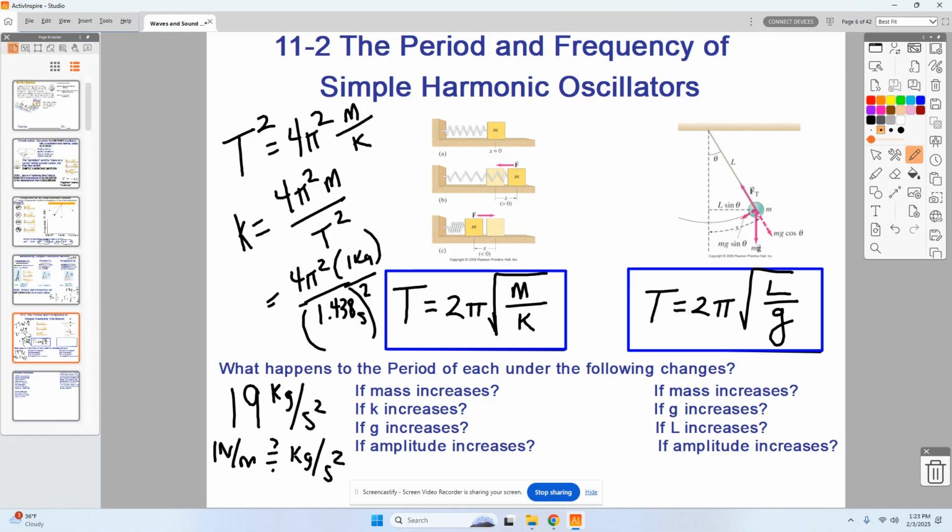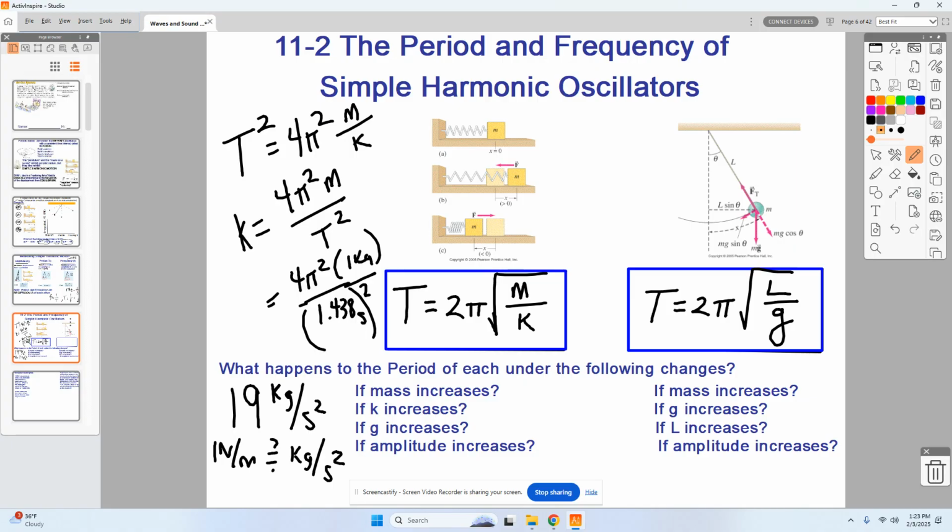1, 2, 3. It's like watching paint dry. 4, 5. What was it? 13.31. We change it. 15. We change it to a full kilogram.